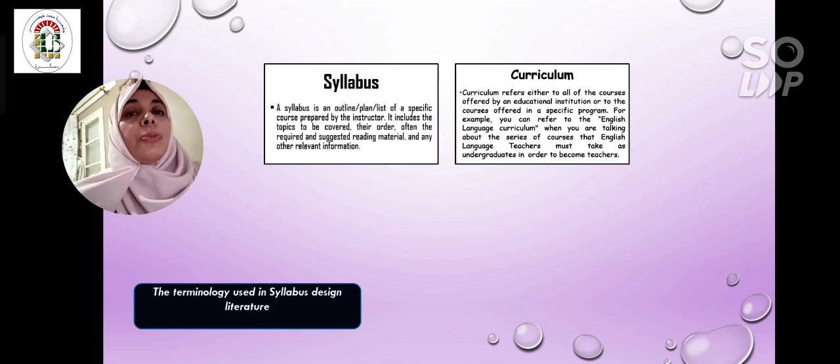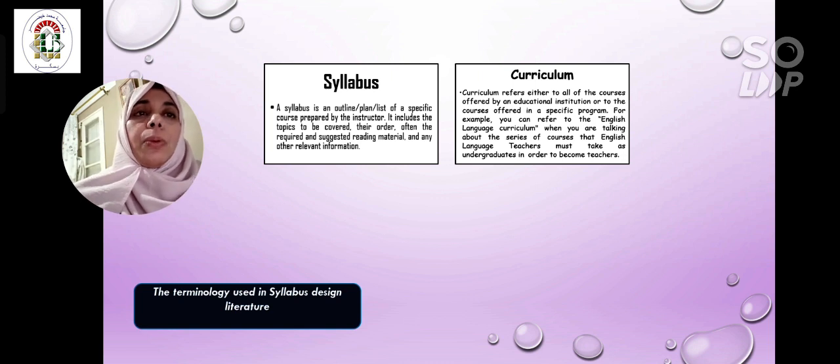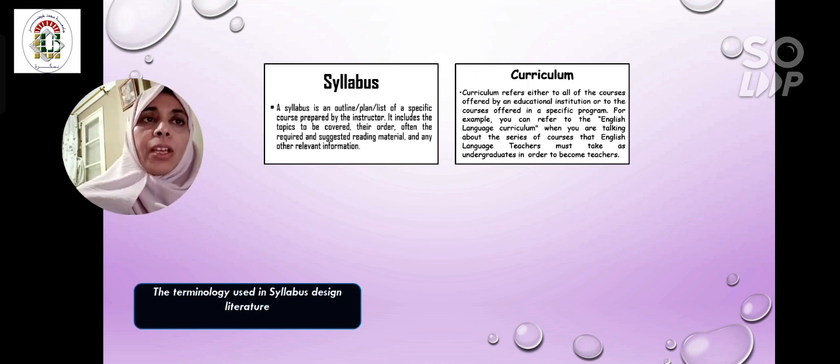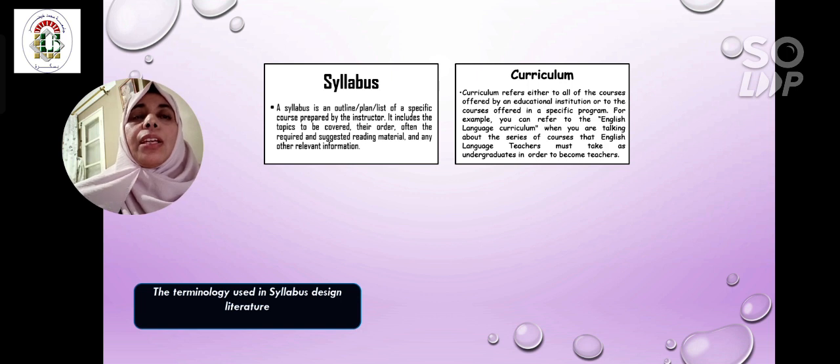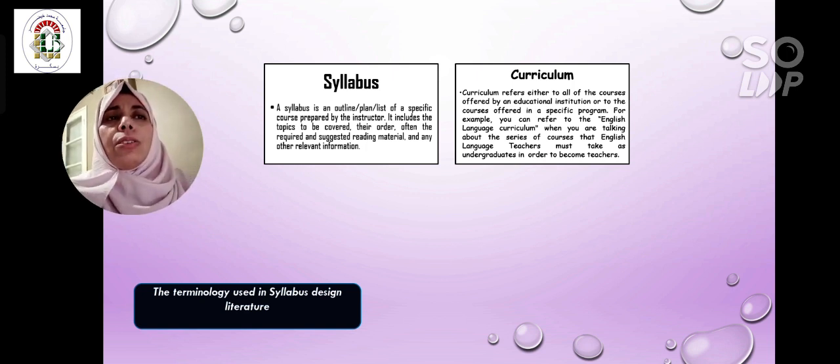Also, another term, which is the curriculum. Curriculum refers either to all of the courses offered by an educational institution or to the courses offered in a specific program. For example, you can refer to the English language curriculum when you are talking about the series of courses that English language teachers must take as undergraduates in order to become teachers. So here we talk about the curriculum.